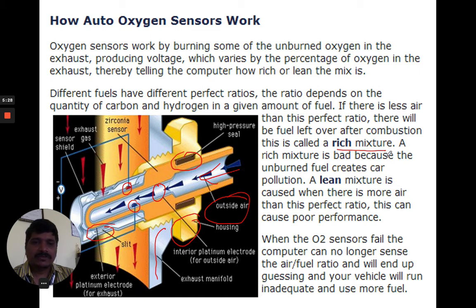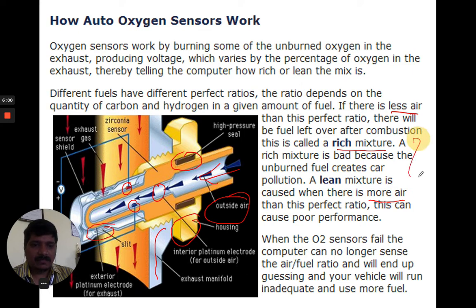Okay, if you are left with some unburnt fuel in the engine system, that may lead to pollution. Next point: a lean mixture is caused when there is more air than the perfect ratio. Here we are considering less air, and here we are considering more air than the perfect ratio. This causes poor performance.